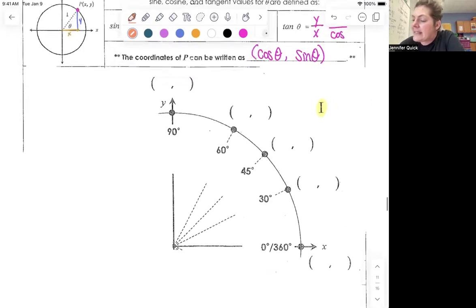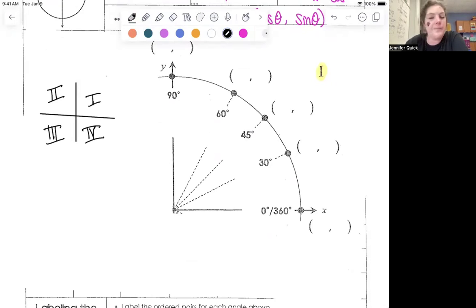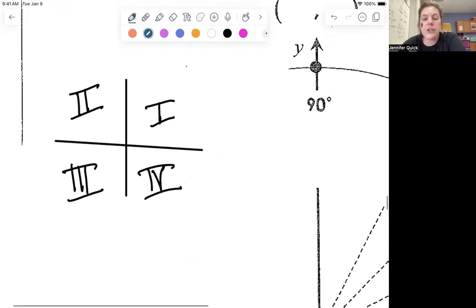So in the coordinate grid, this is the first quadrant. This is the second quadrant. This is the third quadrant. And this is the fourth quadrant. Those are Roman numerals, but those are the quadrants. Now, riddle me this. What are the coordinates that fall inside of the first quadrant? What are they always?